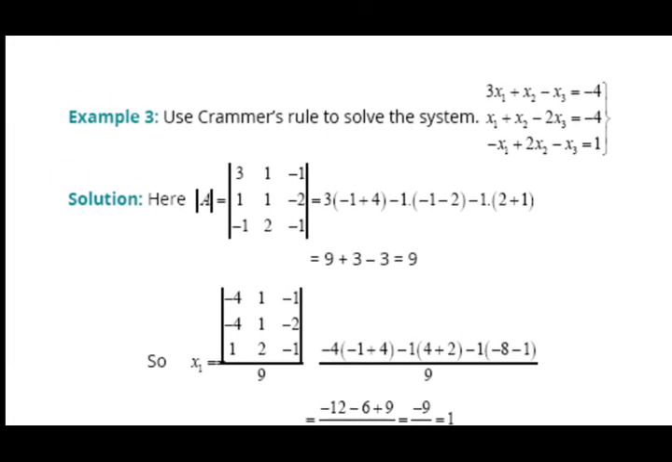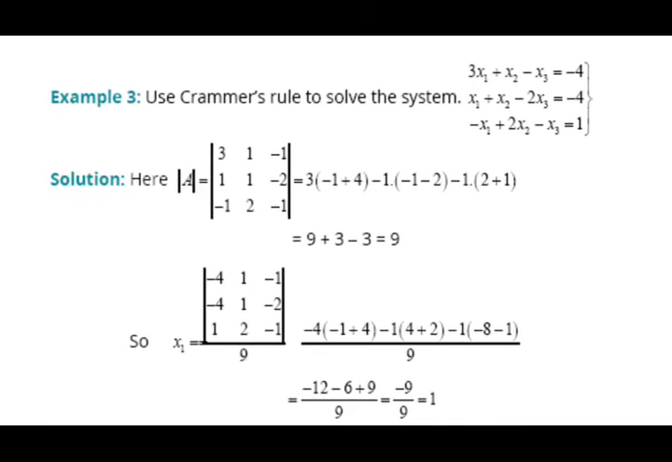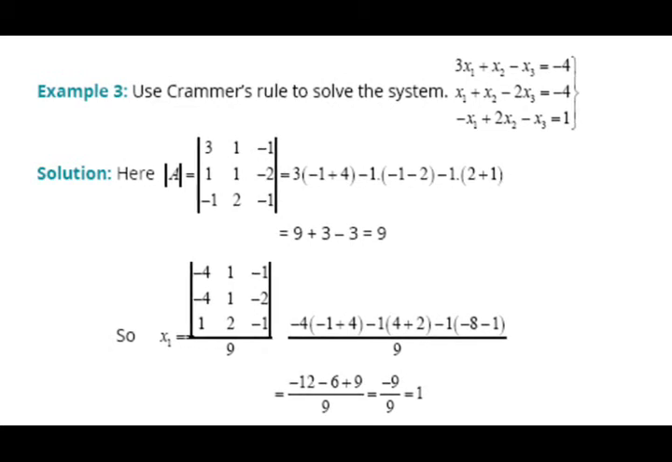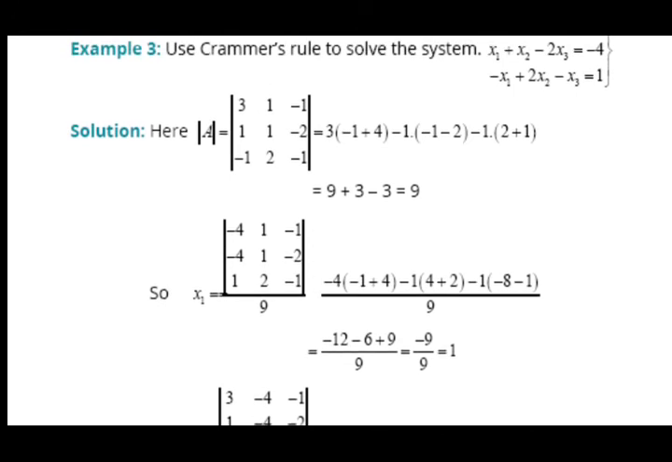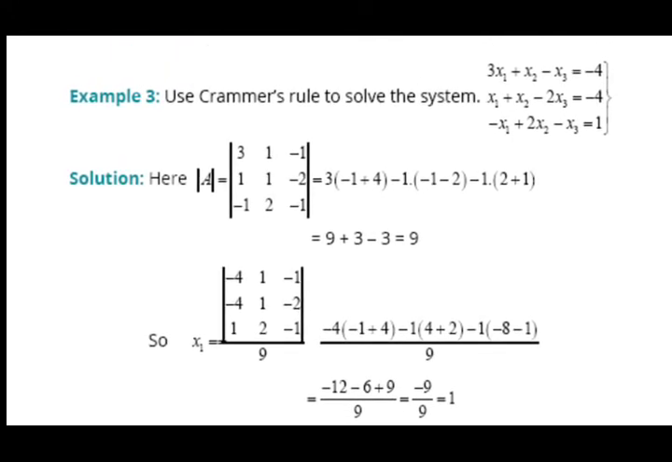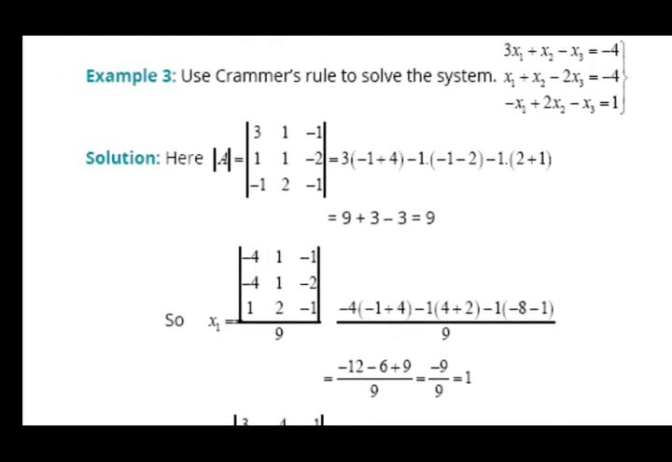Now the third method is Cramer's rule. We write it in matrix form and find the determinant, and we have three variables x1, x2, x3. To find x1, we replace column 1 by the values of b. These are the values of b. Now we find the determinant of this new determinant and divide it by the original determinant to find the value of x1.